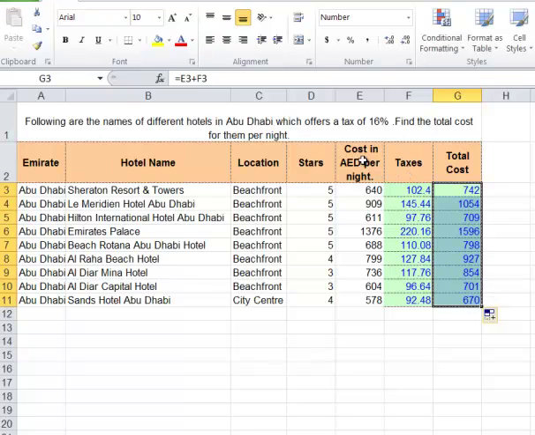So the taxes are calculated on the cost per night. So 16% of the charge per night plus taxes gives us the total cost.